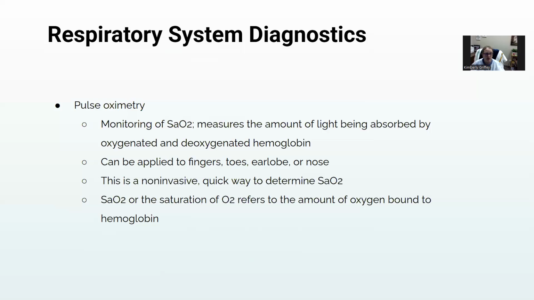And the SaO2, or the saturation oxygen, refers to the oxygen bound to hemoglobin. So if you think about somebody that has a hemoglobin of like 6, are they going to have as much? Are they going to have a good SaO2 or not? If they don't have as much oxygen bound to that hemoglobin, their SAT may be lower.